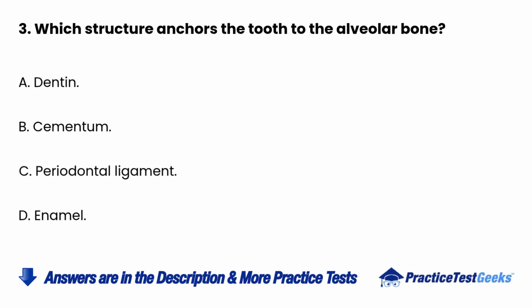3. Which structure anchors the tooth to the alveolar bone? A. Dentin. B. Cementum. C. Periodontal ligament. D. Enamel.